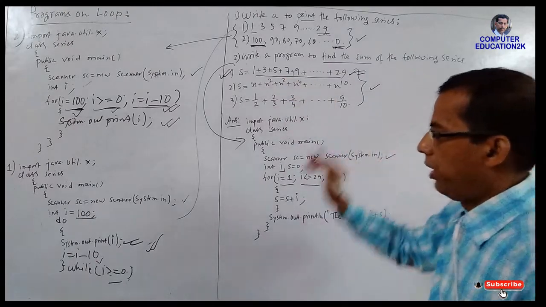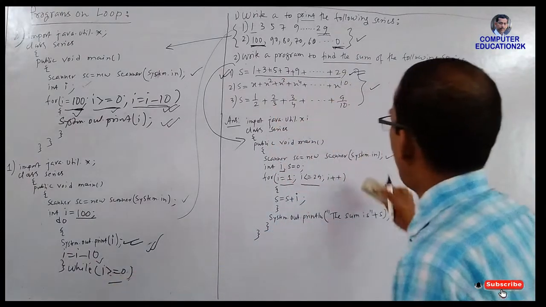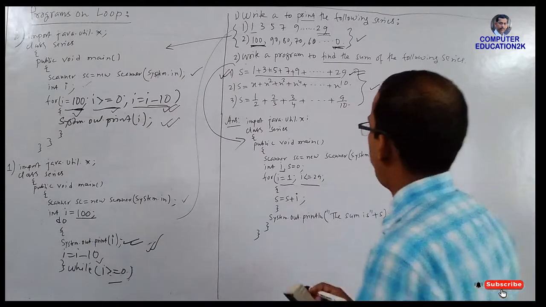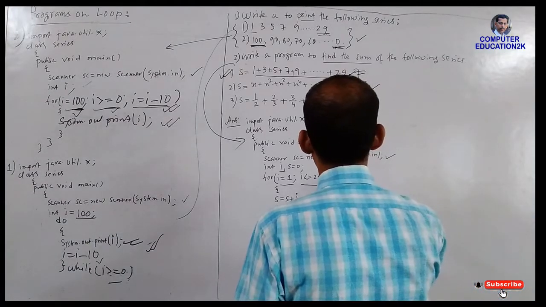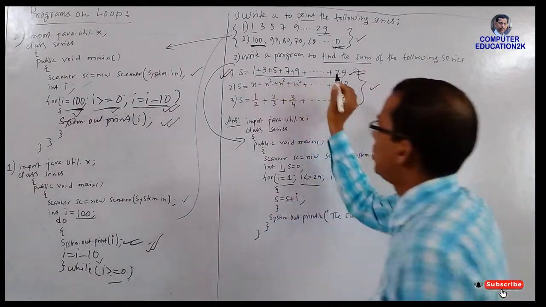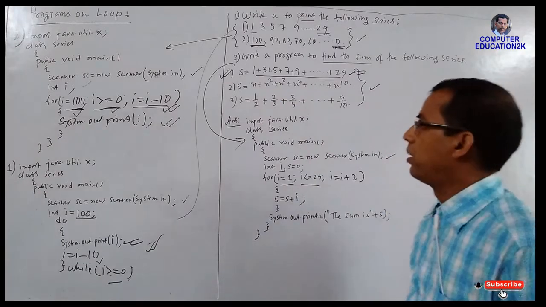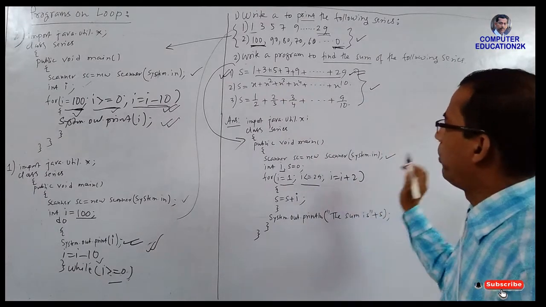Increment is what? Increment is 2, 2. So I will write I equals to I plus 2. Because the values are increasing 2, 2: 1, 3, 5, 7, 9. So I equals to I plus 2.